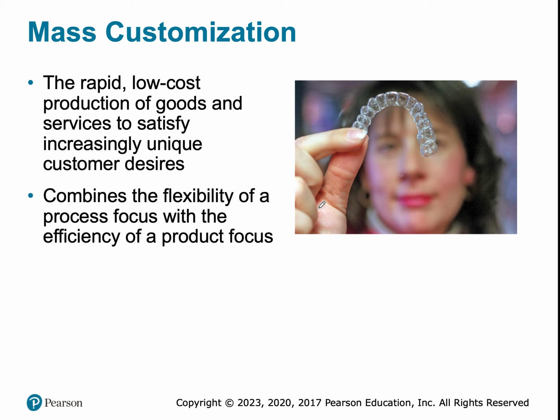Here this process combines the flexibility of the process focus with the efficiency of the product focus. The product focus has something to do with efficiency, and the process focus has something to do with flexibility. So mass customization combines the advantage of the process focus, which is flexibility, and the advantage from the product focus, which is efficiency. Okay, so efficiency from product focus and flexibility from process focus are being combined in this case. Is that okay? So that's that.